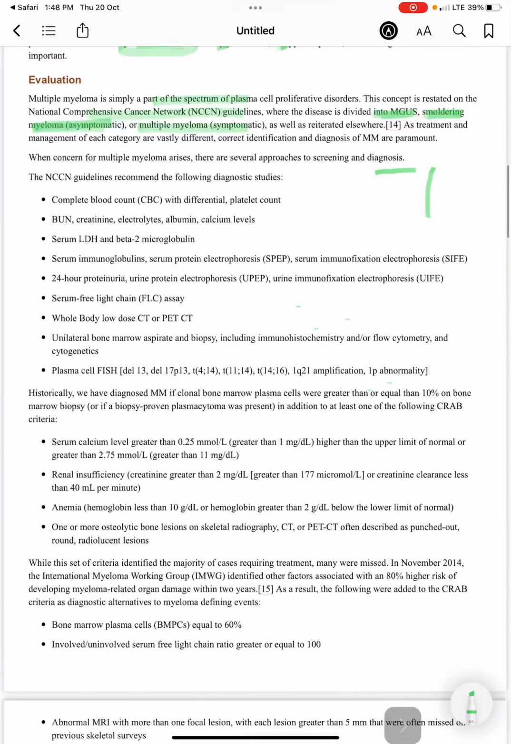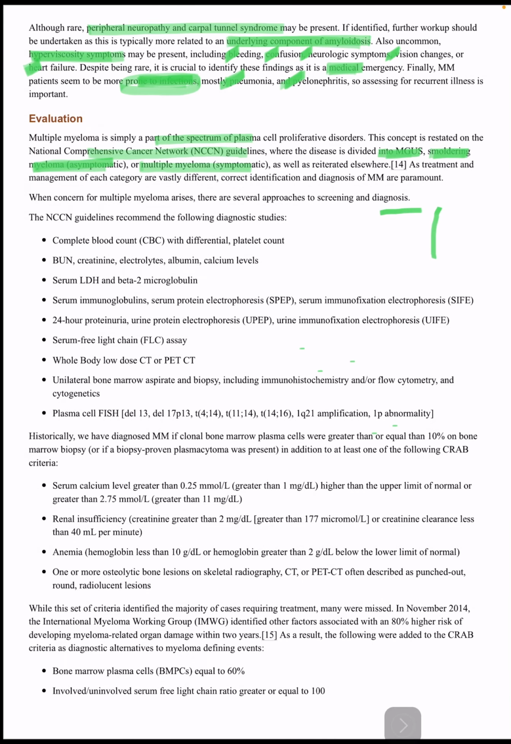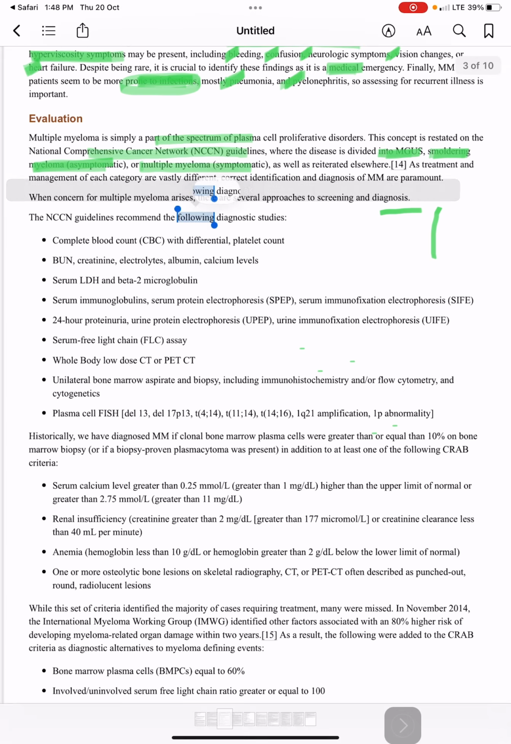So what are the different approaches for screening and diagnosis? The guidelines recommend the following diagnostic studies. First is a complete blood count with differential and platelet count, and we evaluate for anemia. We also get blood urea nitrogen, creatinine, electrolytes, albumin, calcium levels, LDH and beta-2 microglobulin.